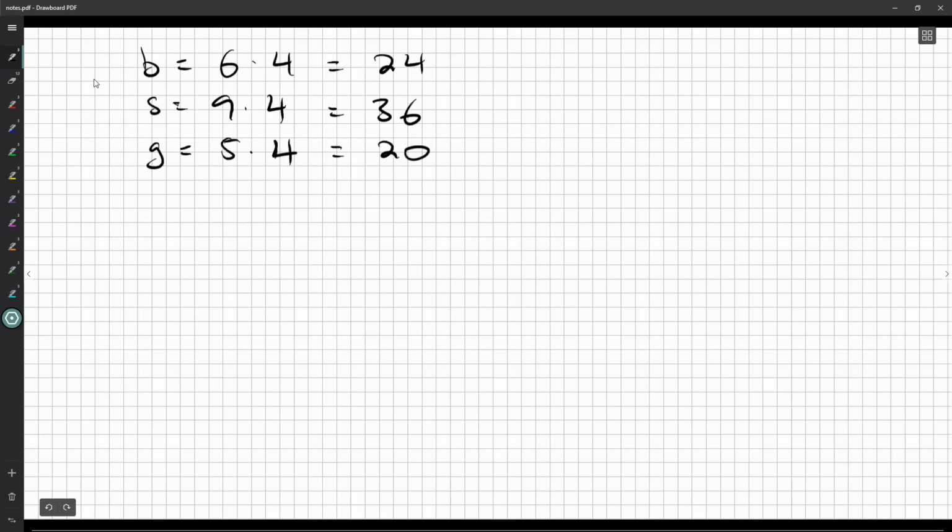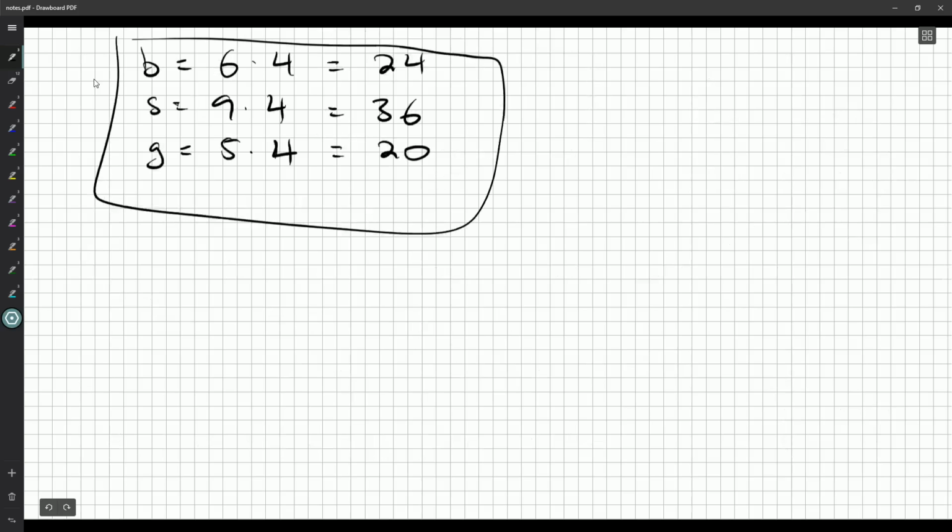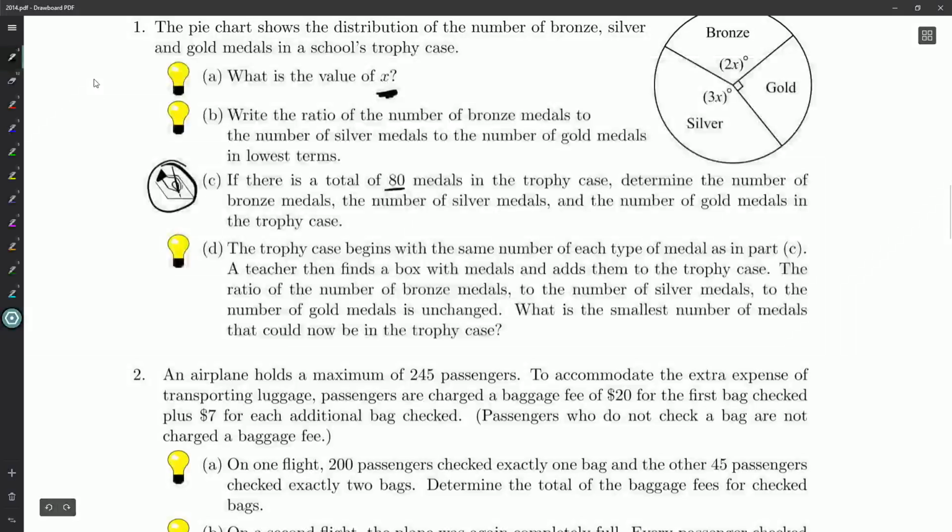If we do a quick add up, 24 and 36 is 60, plus another 20 is 80. Everything adds up. So there we go, there's our final answer. However, we will be marked on our reasoning. Set up this equation, explain what our terms are, solve for this single common value, this K value here. Okay. We still have one more part to go, and that's D.